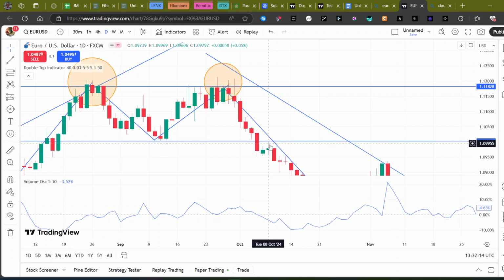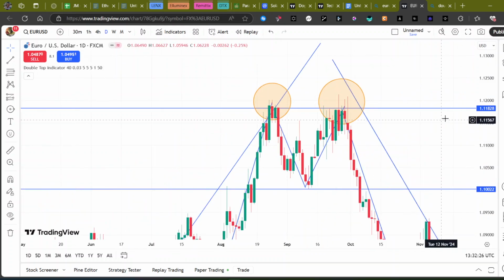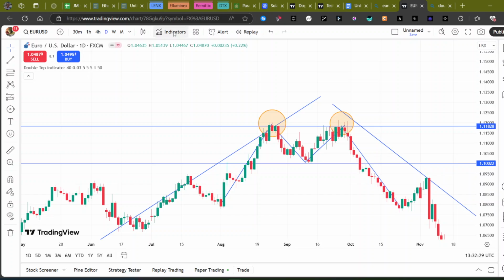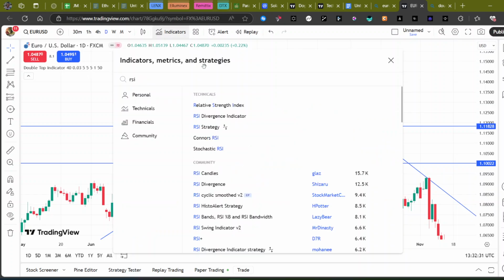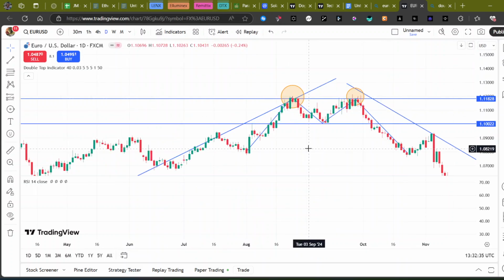All right, so if price fails to reclaim the neckline and rejects downward, it confirms the reversal. Then you can also watch out for RSI divergence. If you want extra confirmations, you can watch out for the divergence signal from the relative strength index.